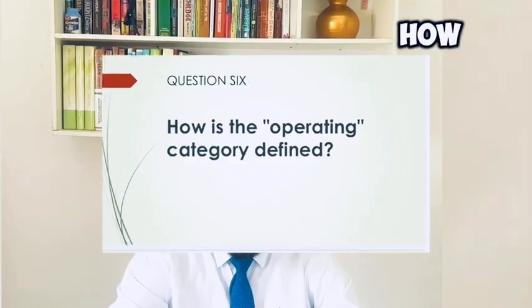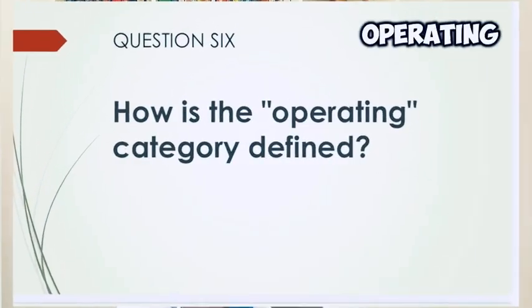Question number 6. How is the operating category defined? The operating category is where we capture what has to do with the ordinary course of the business. That's the main business of the organization. And it is also the default. In other words, for any item that does not fit into the other categories, it has to fall back to the default, which is the operating category.